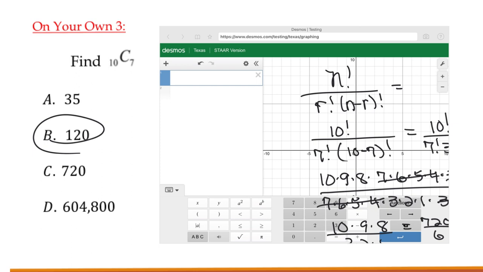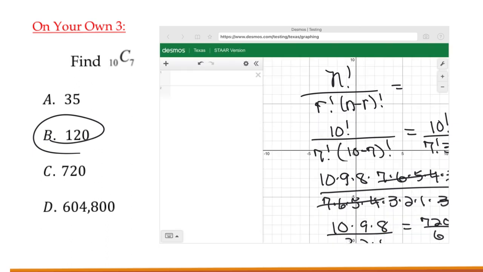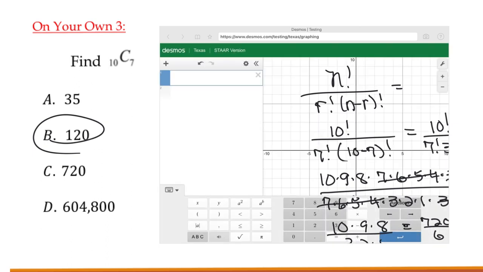But I can use Desmos to do this problem. And I'm going to click on Functions. And when I do that, I'm going to go to the nCr. I'm going to type in the two numbers. We have 10, 7, and it automatically is 120.